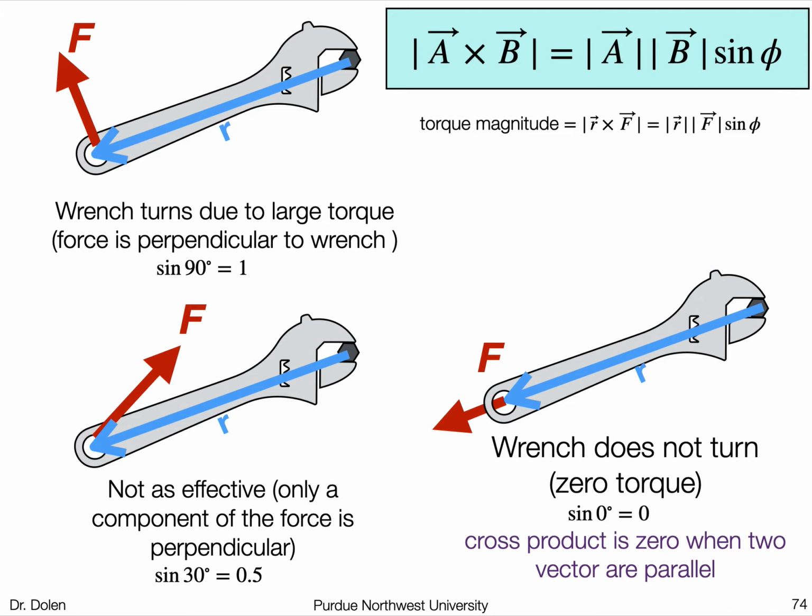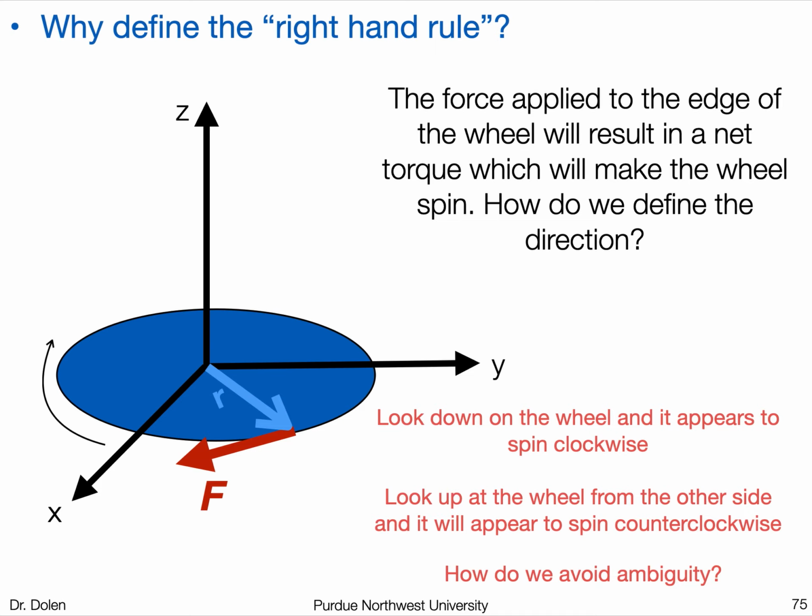Okay. What about understanding a little bit more conceptually why we define the right-hand rule for the direction of torque? To do that, let's talk about something more in 3 dimensions here. So here we have a wheel. It's kind of free to rotate in the XY plane, so it has some axis along the Z axis here. And I want to apply this force at the edge of the wheel, and that's going to apply a torque, and that's going to make the wheel spin in this direction. Right? If I apply a force in this direction, the wheel is going to spin in this direction. So how do we define that direction? I want to mathematically tell you which direction I'm making that wheel turn.